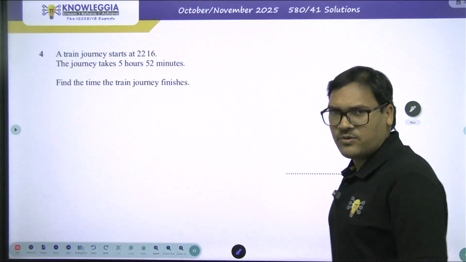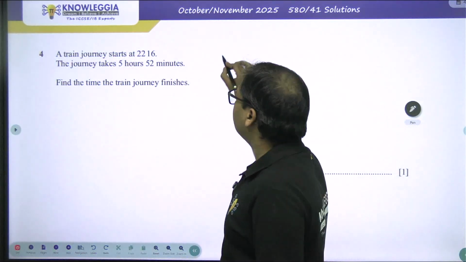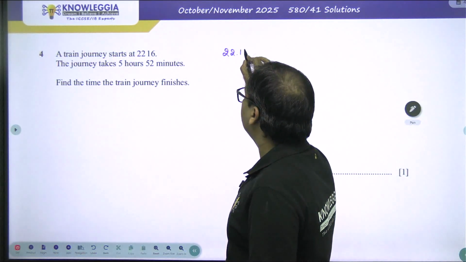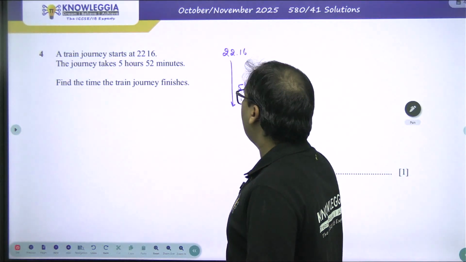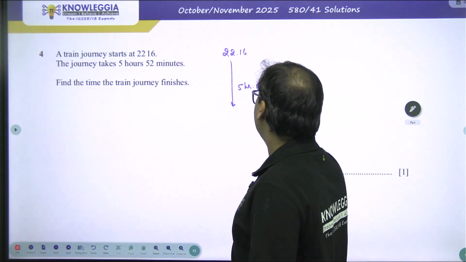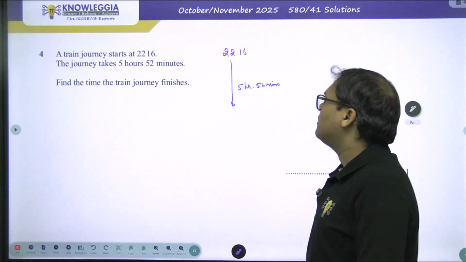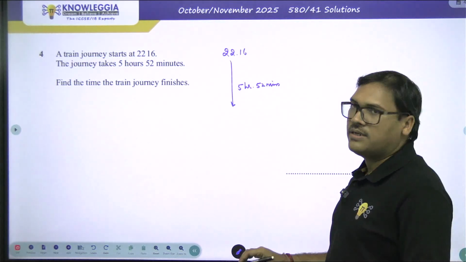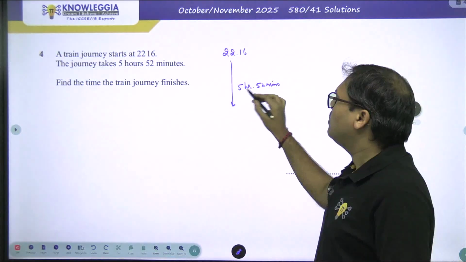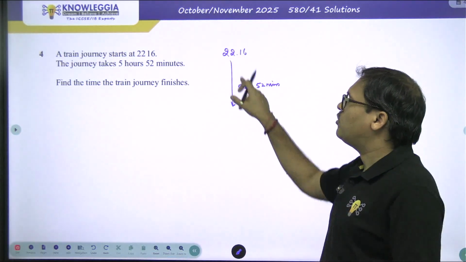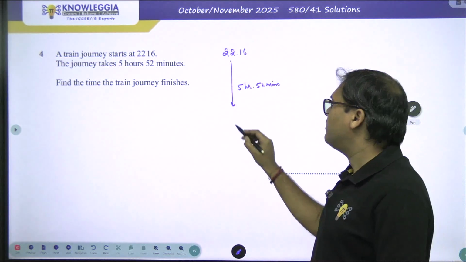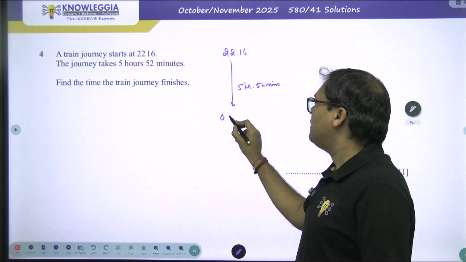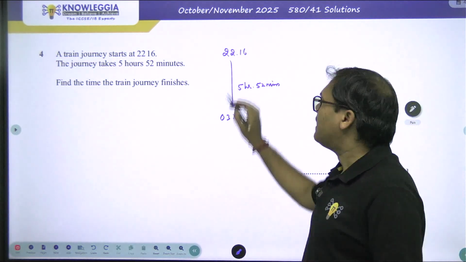Next, the time question. You can see the journey starts at 22:16 and it took 5 hours and 52 minutes. And what is the final time? Let's start with 22. So 22 plus 5. If I take 22 plus 2, that's 24, and plus 3, so this will be 03. Correct? 03 if I start from 22.